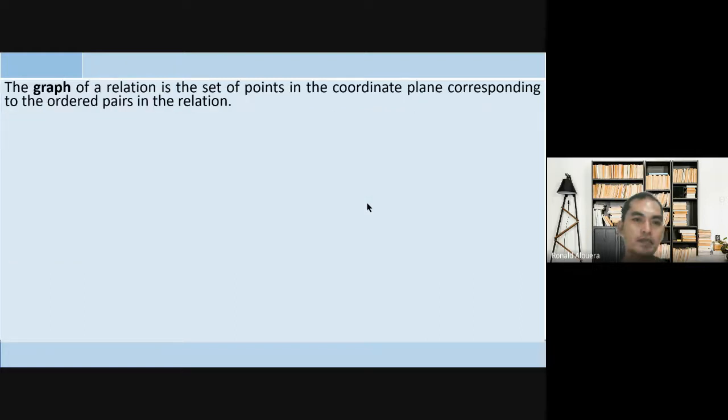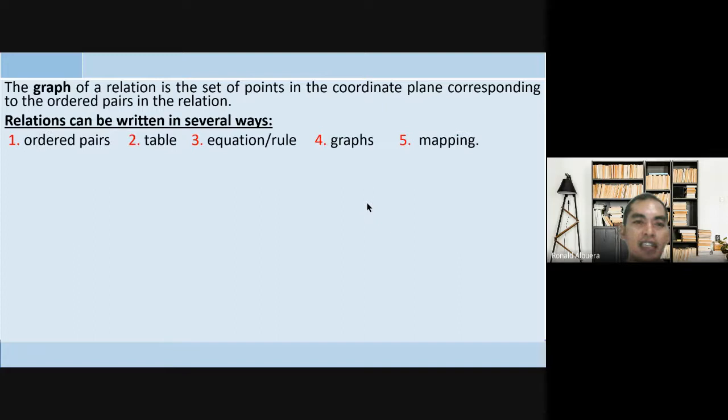Okay. Now take note that the graph of a relation is the set of coordinates. Okay, when we say coordinate, that's simply a point on the graph. There are several ways to write a relation. First, by ordered pairs. Second, by table. Third, by equation or a rule or a formula. Another one is by graphs and by mapping.